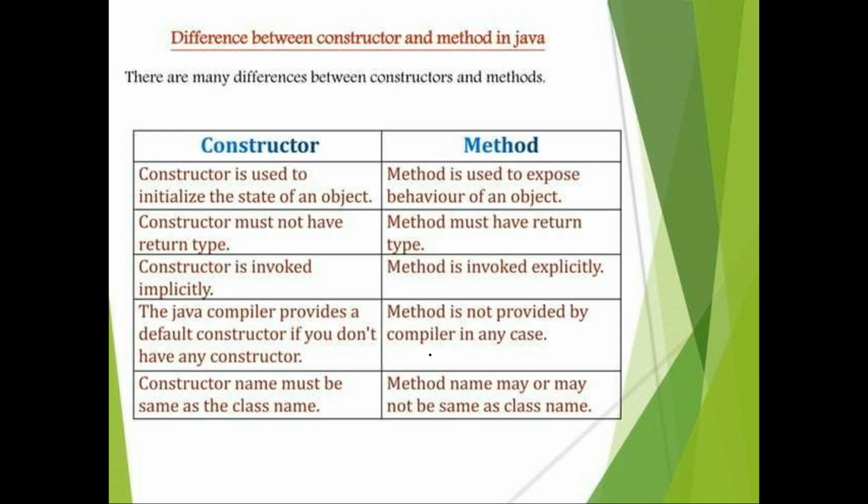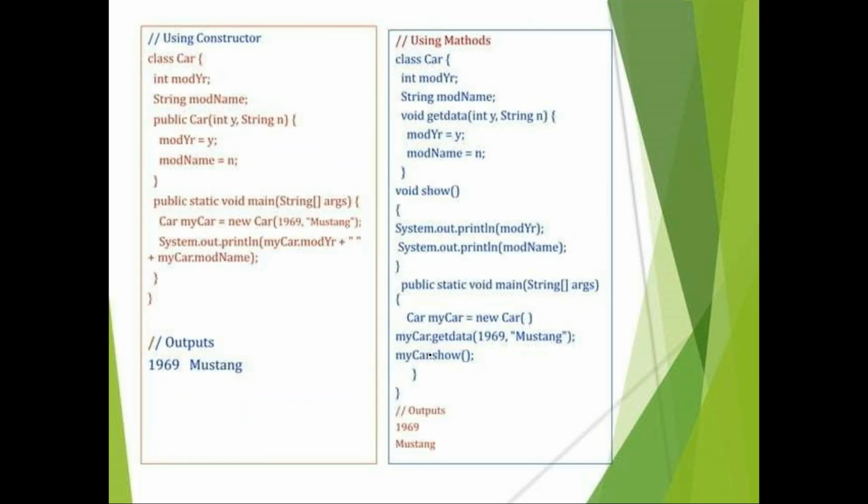A constructor is invoked implicitly. A method is invoked explicitly. The Java compiler provides a default constructor if you do not have any constructor. A method is not provided by the compiler in any case. The constructor name must be the class name. A method name may or may not be the same as the class name. These are the major differences between the constructor and the methods.